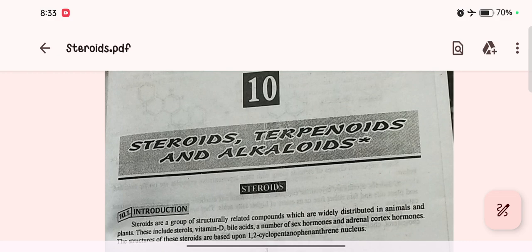Today my visually impaired lecture is from the Organic Chemistry book of Pardeep Publications. Its author is S.N. Dhawan and the topic is Steroids, Terpenoids and Alkaloids.